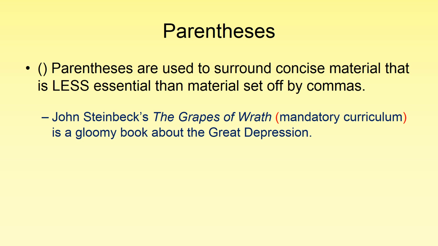So in this example, we have John Steinbeck's The Grapes of Wrath, (mandatory curriculum), is a gloomy book about the Great Depression. We're probably denoting that it's mandatory curriculum for high school or something similar to that, but you'll notice that it's quite far outside of what the content of the sentence is. So if it's a complete aside, put parentheses around it. If it's still related to the sentence in a closer way, we're going to use the 2 commas instead. You'll find that you'll use the 2 commas far more than you'll use parentheses.